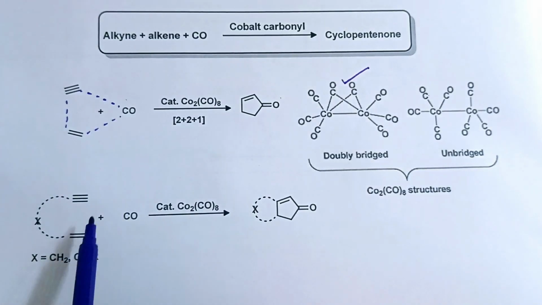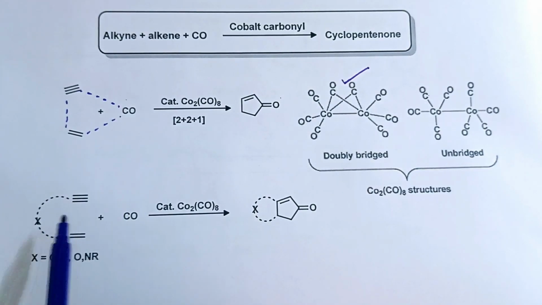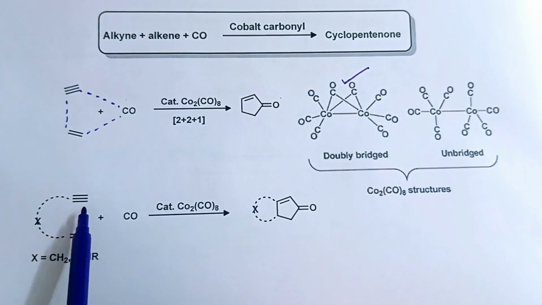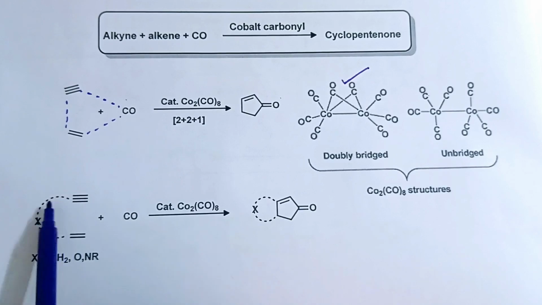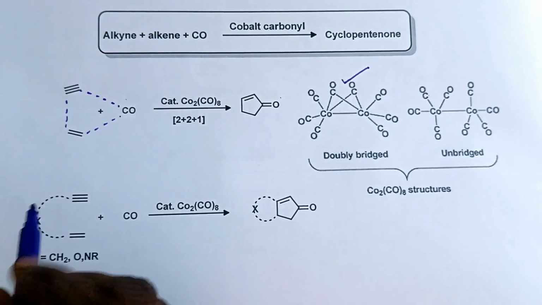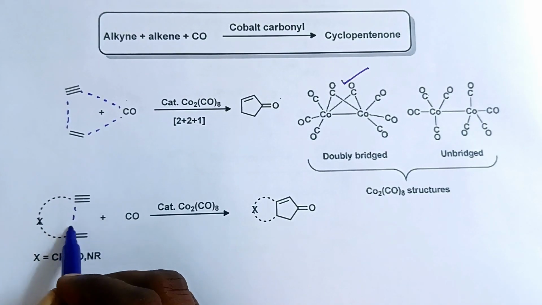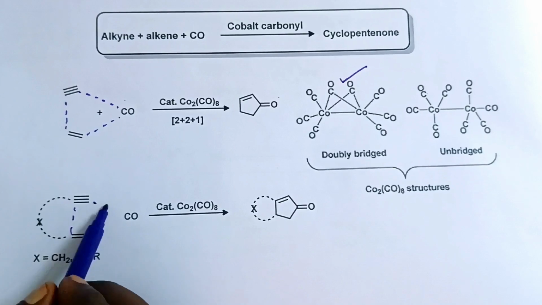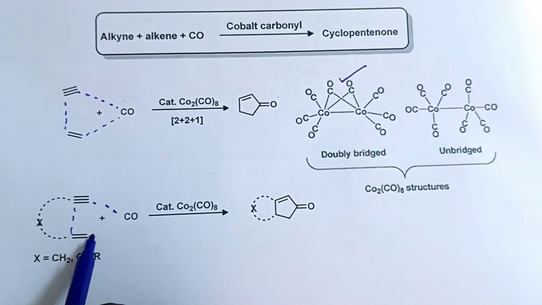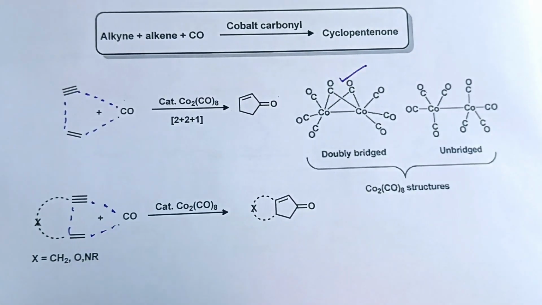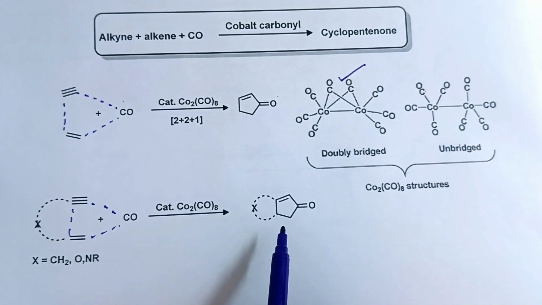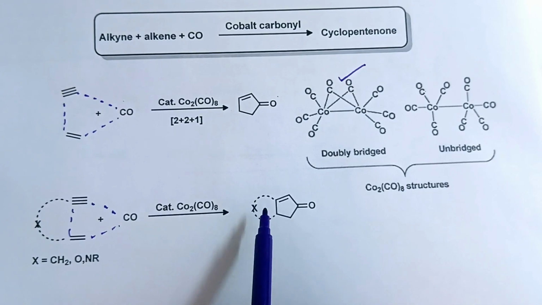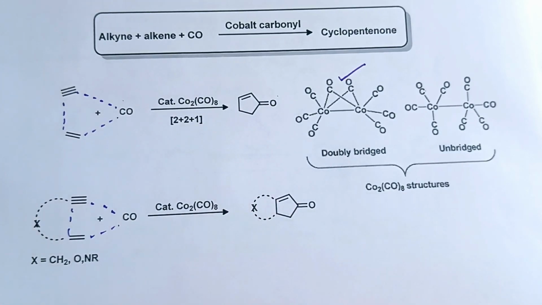This is intramolecular Pauson-Khand reaction, alkyne connected with alkene through a carbon network. X may be carbon, nitrogen or oxygen, whatever. So after the cycloaddition takes place between alkene, alkyne and carbon monoxide, you get cyclopentanone fused with another ring. This is intramolecular Pauson-Khand reaction.